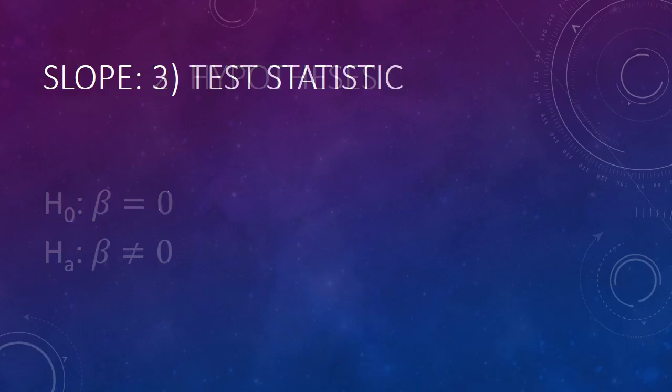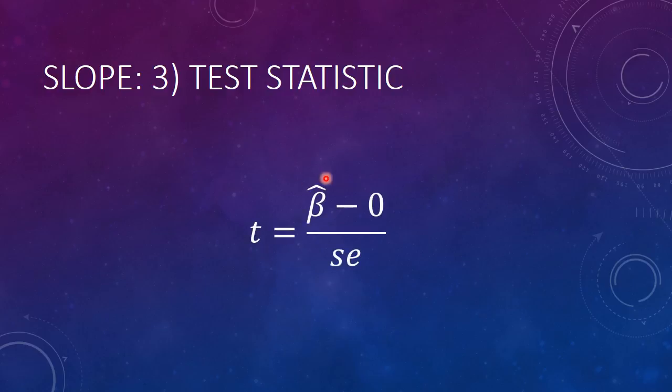And now for our test statistic. Just like before, we're going to take our estimated slope, here I've written it as beta hat, and subtract the null hypothesis value, which is 0. Technically, we don't have to subtract 0 because that doesn't actually change anything. So we could have just written beta hat, but I wanted to emphasize that we're taking the difference between what we expected under the null hypothesis, 0, and what we actually got, our estimated slope.